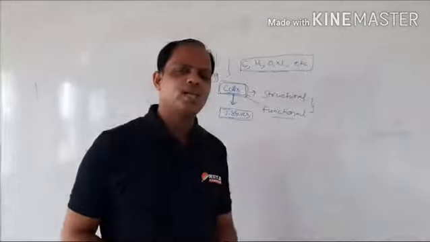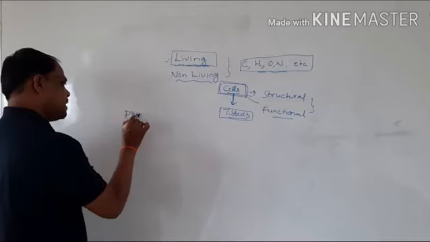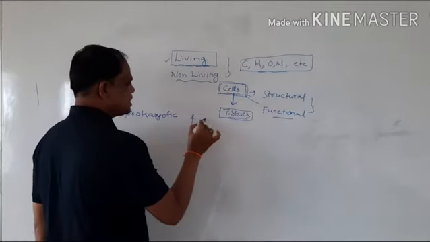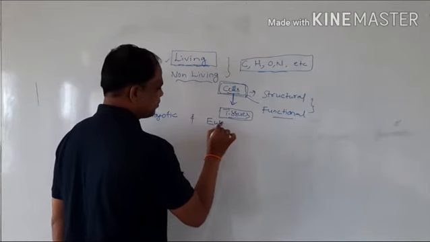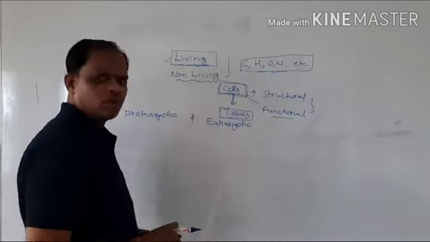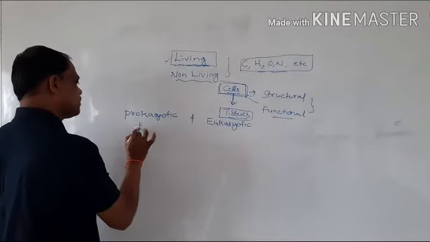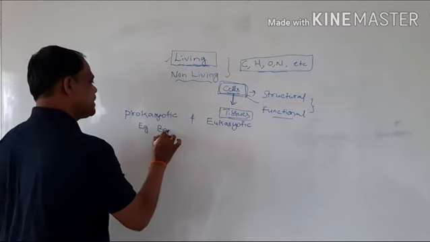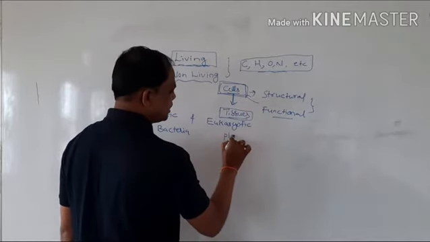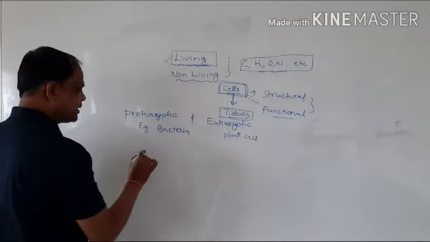Mainly there are two types of cells: the prokaryotic cell and the eukaryotic cell. The example of a prokaryotic cell is bacteria, and the example of a eukaryotic cell is the plant cell. So now the structures of the plant cell and bacteria.